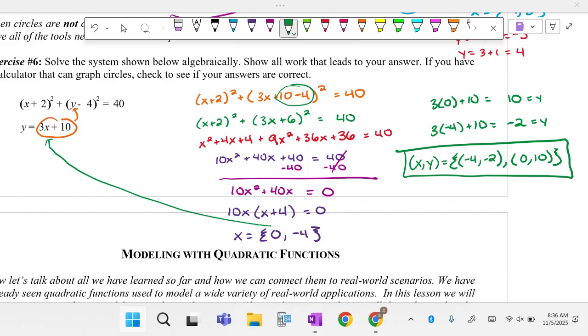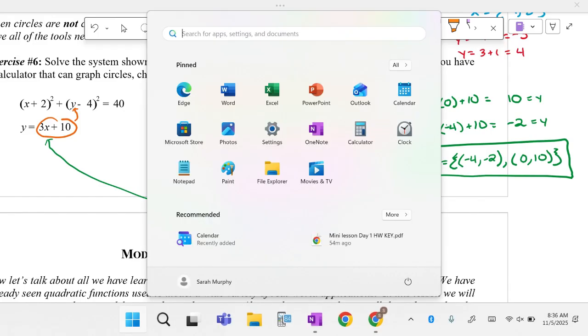Guys, please stop talking, or you'll have a seating chart tomorrow.